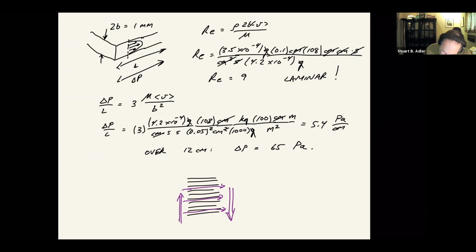So if I start thinking about the coordinate system here, I'm going to call this Z. We have a height of our stack as well as our length of the stack. This is some height H, I'll call it. And so what we're saying is we need a pressure drop of 65 pascals from the left side to the right side. And we'd like it to be uniform because we want the same flow of air across every single cell.